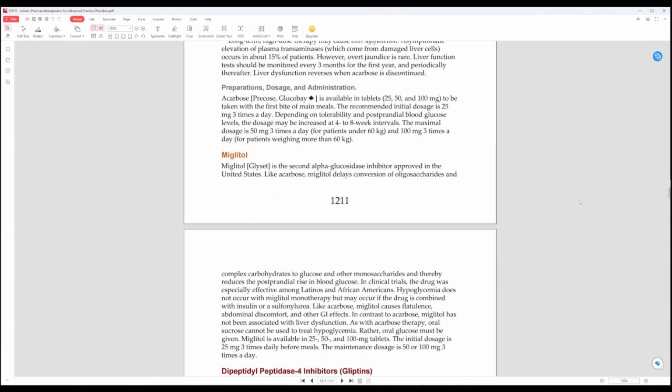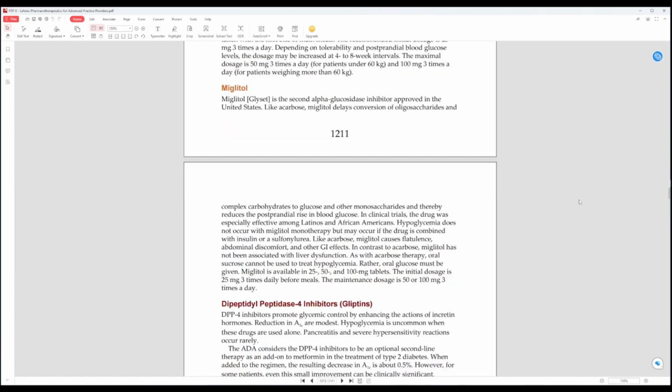Its preparation, dosage, and administration. Acarbose is available in 25, 50, and 100 milligram tablets to be taken with the first bite of a main meal. The recommended initial dose is 25 milligrams 3 times a day, and depending on the tolerability and postprandial blood glucose levels, the dosage may be increased at 4 to 8 week intervals. The maximal dosage is 50 milligrams 3 times a day, and 100 milligrams 3 times a day for a patient weighing more than 60 kilos.